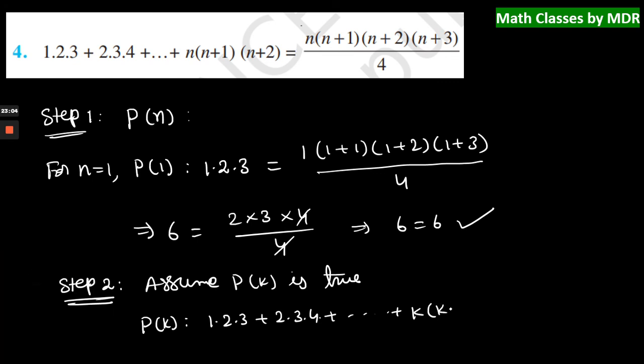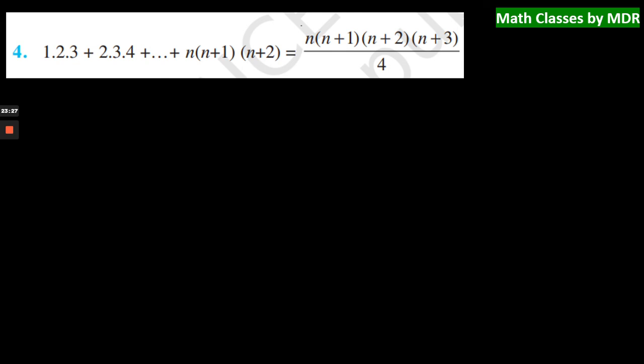which is equal to k into k plus 1 into k plus 2 into k plus 3 by 4. This is what we have, right? So we assume that this is true. Now we have to prove that P of k plus 1 is true. Let's see what P of k plus 1 is.